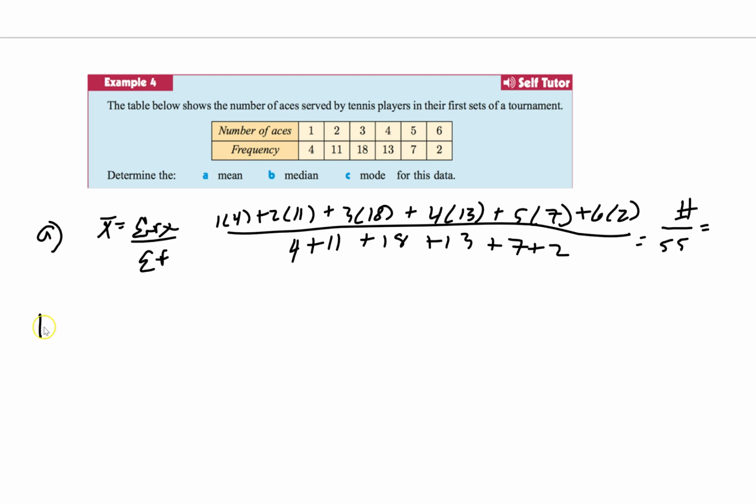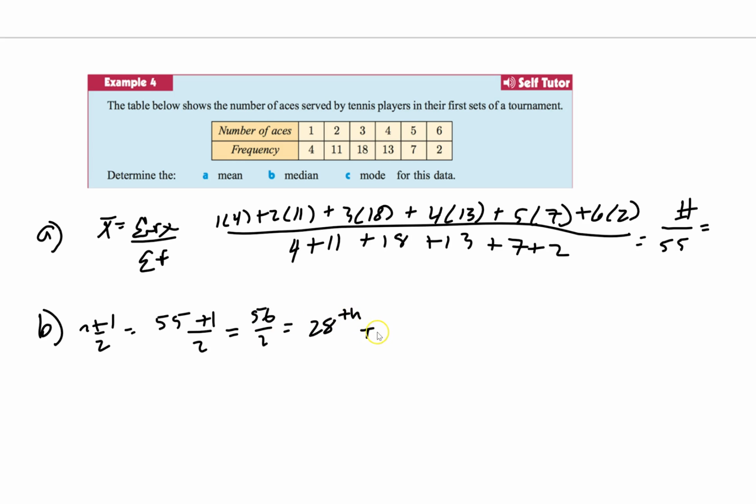Now B, we need to find the median. Again, with a huge list of numbers like that, you want to use the formula n plus 1 over 2. In this case, n is the total number, which is 55. Plus 1 over 2 is 56 divided by 2, or the 28th term.